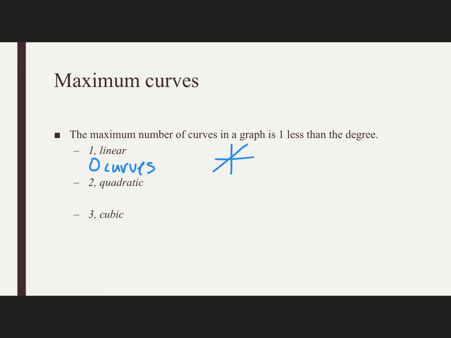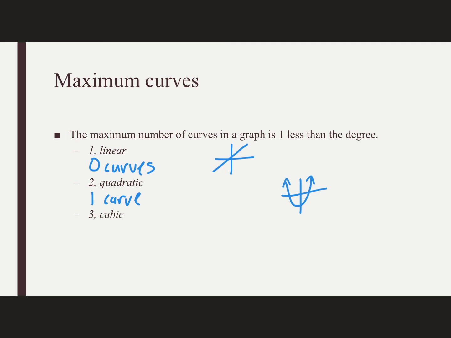For a quadratic, the degree is 2. That means that the maximum number of curves is 1 curve. And if we think about what a quadratic function looks like, here's our xy axis. A parabola looks like this. So it has 1 curve.